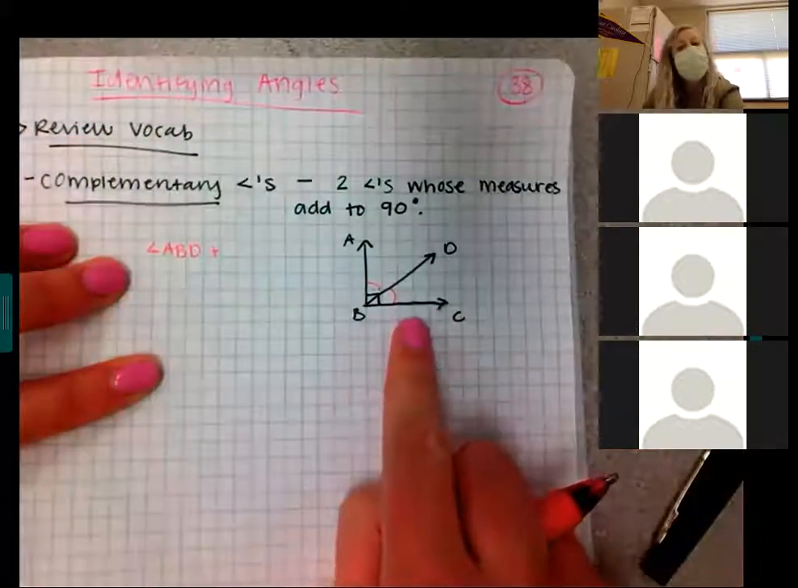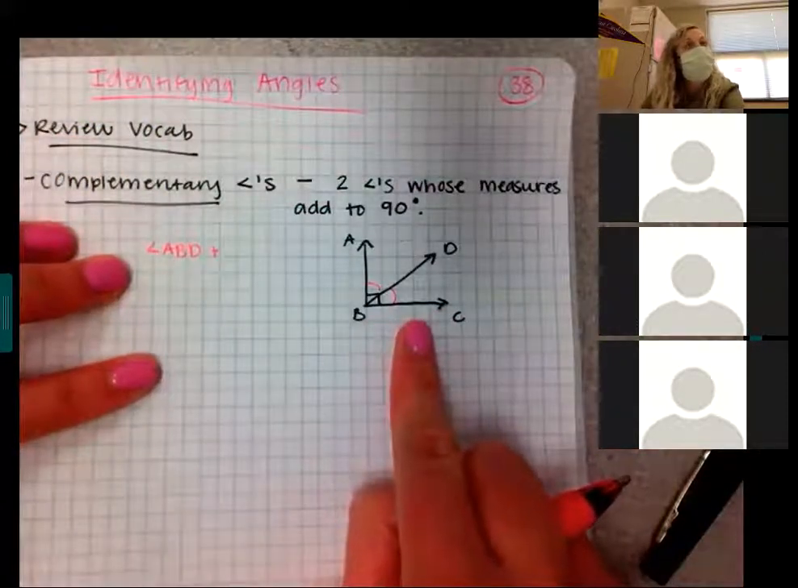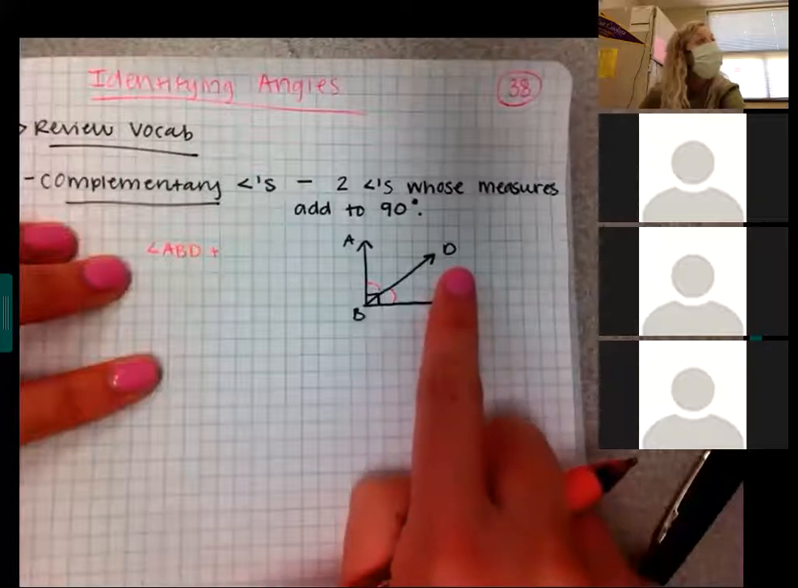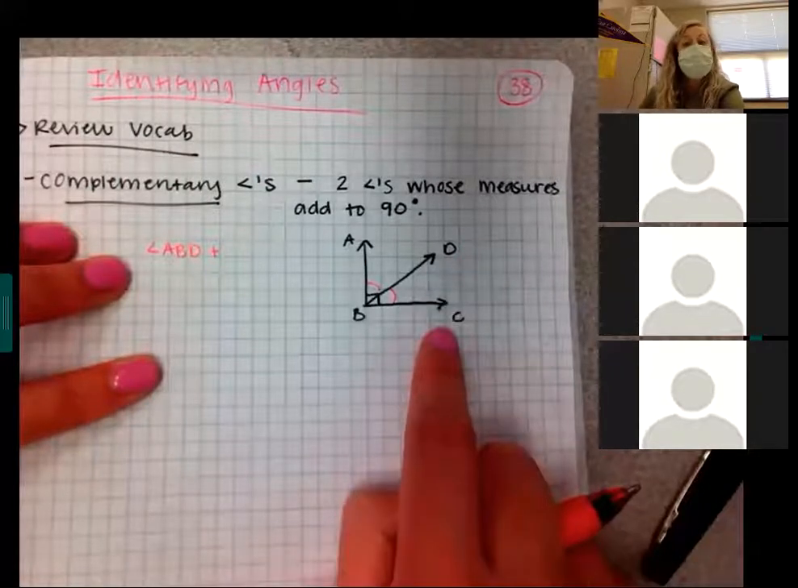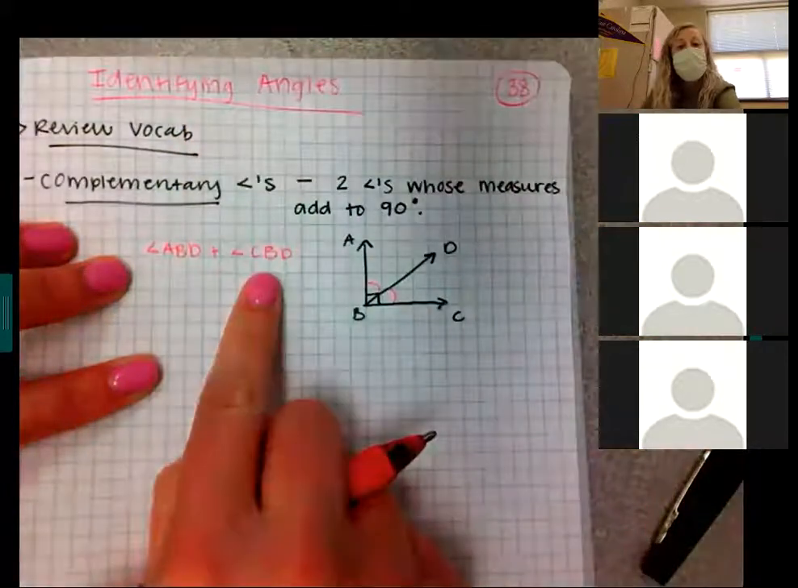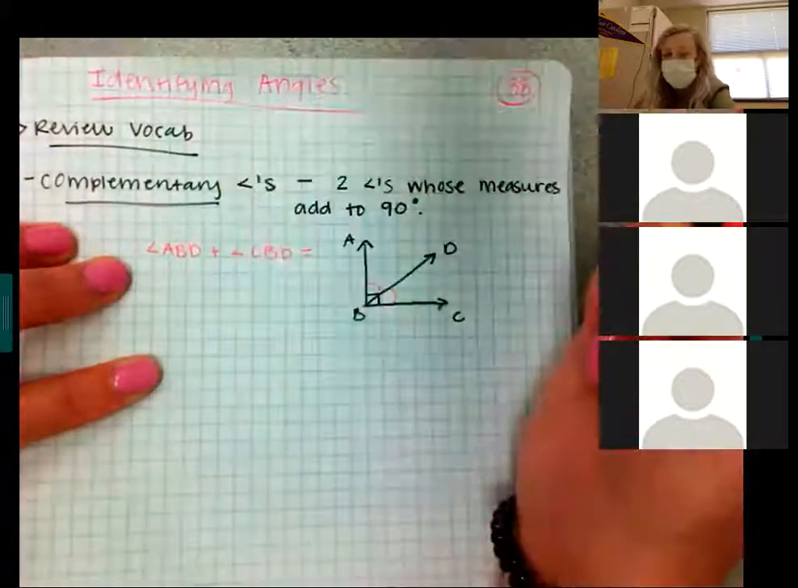The bottom one, what do y'all want to name it? Name it. Let's go. CBD, or you could do DBC, either one. So I'm going to do CBD because y'all said that first. When you add those, what should it equal?